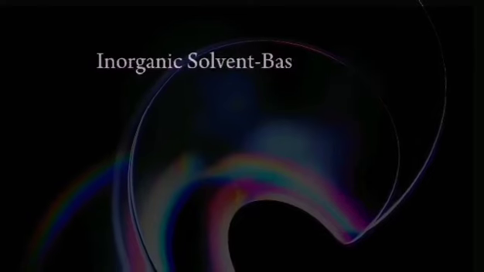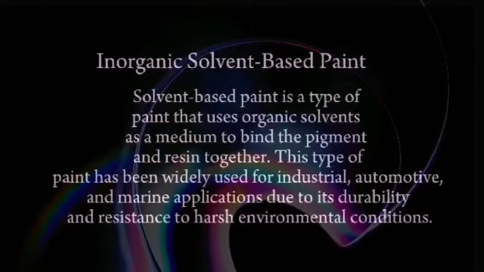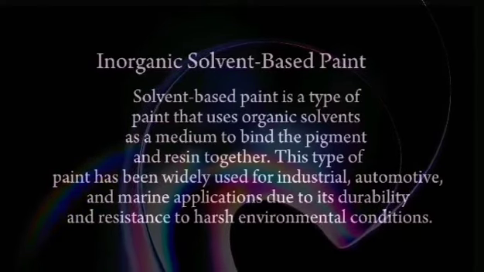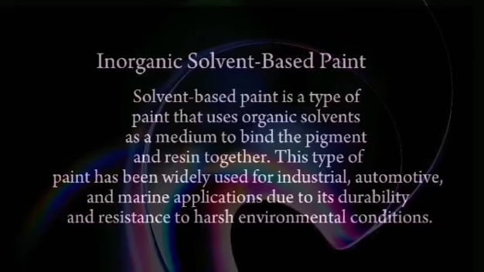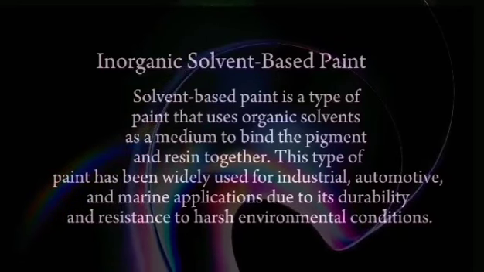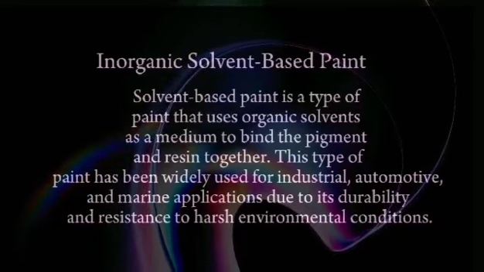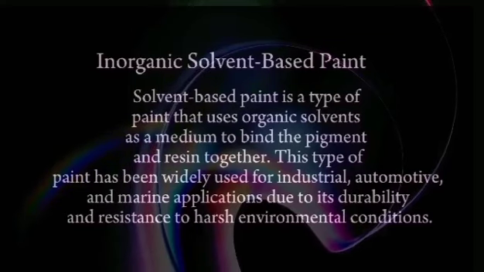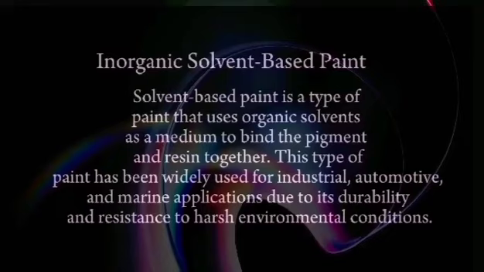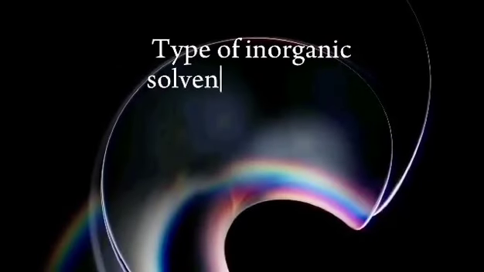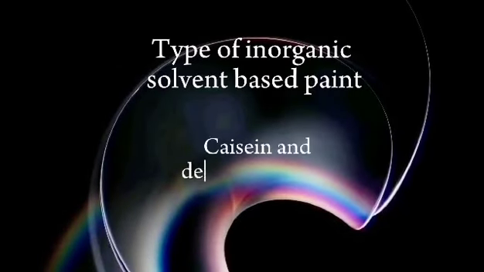Inorganic solvent-based paint. Solvent-based paint is a type of paint that uses organic solvents as a medium to bind the pigment and resin together. This type of paint has been widely used for industrial, automotive, and marine applications due to its durability and resistance to harsh environmental conditions. Type of inorganic solvent-based paint: casein and dextrinated paint.